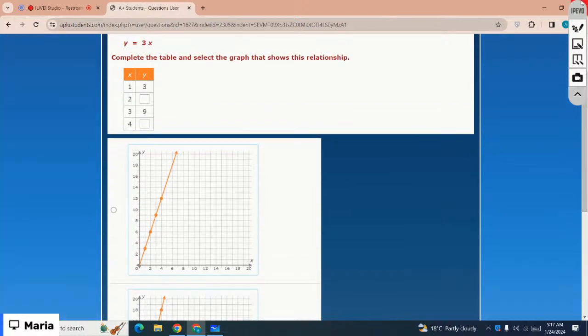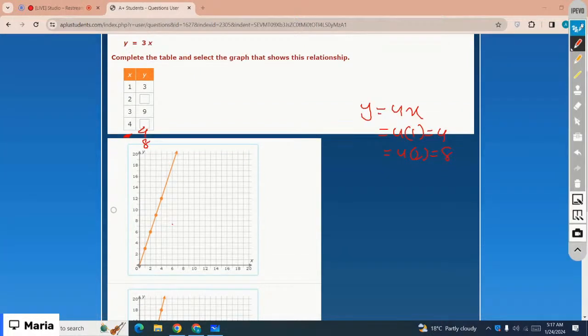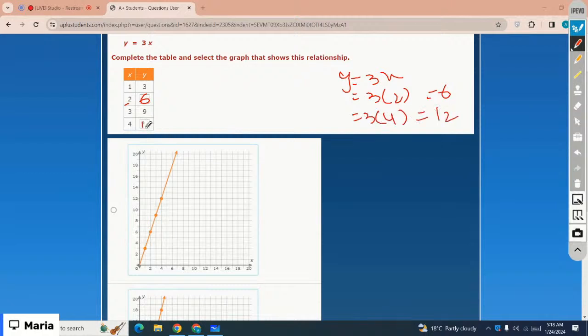The equation is y equals 3x, right? Just complete the values. X is 2, 3 times 2, that is 6. Here you have 6. X is 4, that is 3 times 4, that means 12, right? If you replace the x with 0, that is 3 times 0, the y is 0. That means the graph must start from the origin.